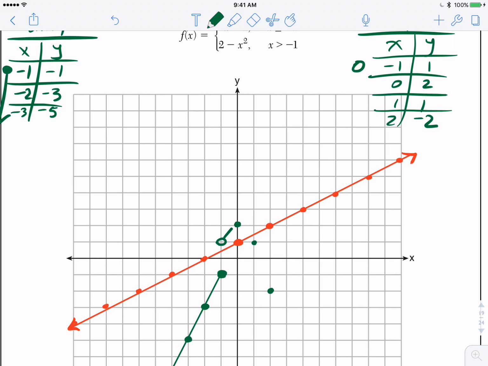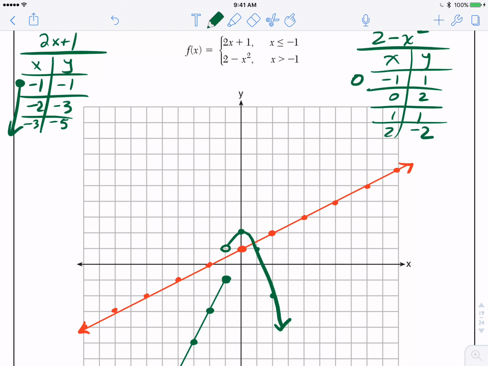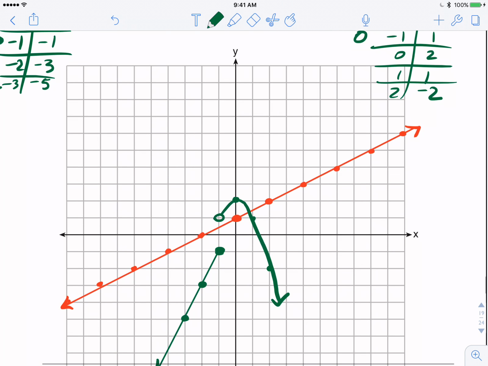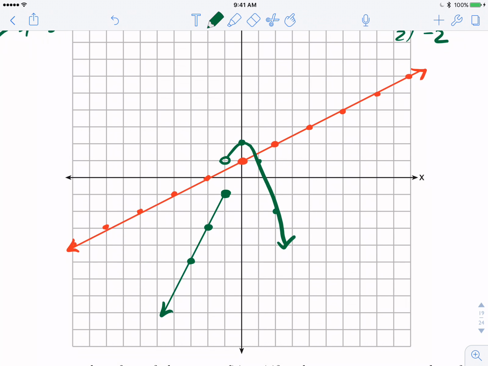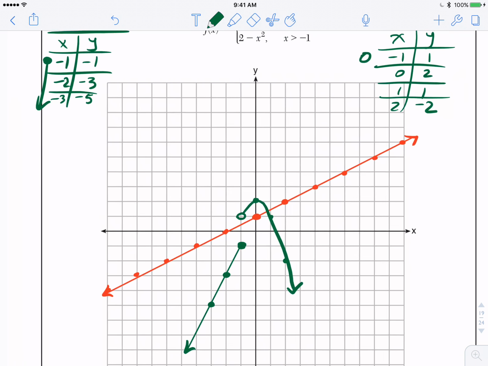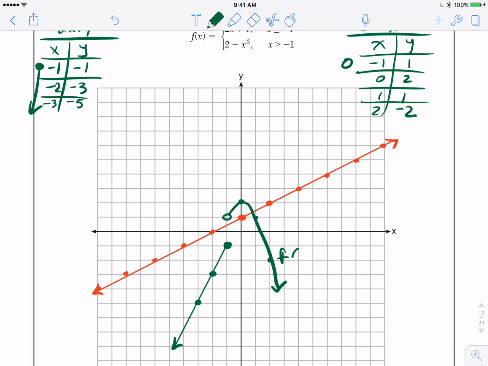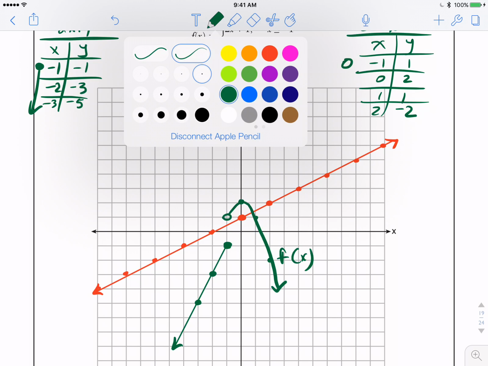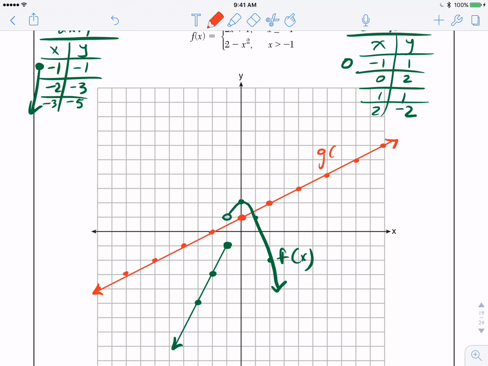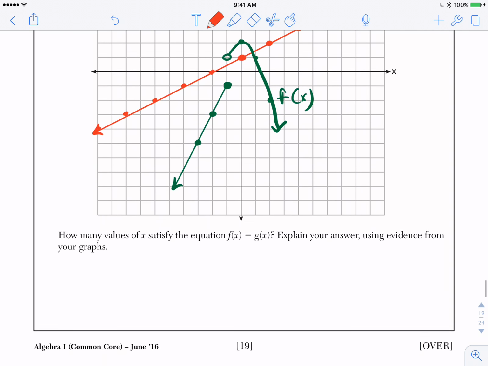So on the left, I know it stops there at that open circle. But this is going to keep going. So I'm going to put an arrow on this side. Because again, x can be anything greater than -1, so it's going to keep going. 1, 2, 3, 4, and so forth. Okay, and that's my f of x in green. I had g of x in red. I want to label our two equations since this is a system.